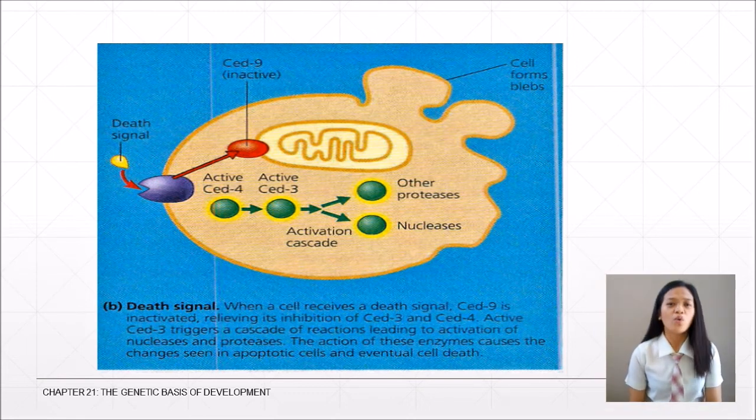On the other hand, when a cell receives a death signal, SED9 is inactivated, relieving the inhibition of SED3 and SED4. So active SED3 triggers a cascade of reactions leading to activation of nucleases and proteases. So the main protease of apoptosis in the nematode is called caspase. So the action of these enzymes causes the changes seen in apoptotic cells and eventually cell death.